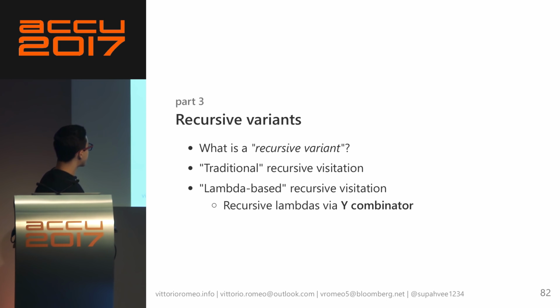So we'll cover that with a brief overview of recursive variants. Then we'll see how we can visit recursive variants in a traditional manner. And then we'll see how we can implement recursive visitation with lambdas. And we're going to need a scary thing that's called the Y combinator to achieve that easily.